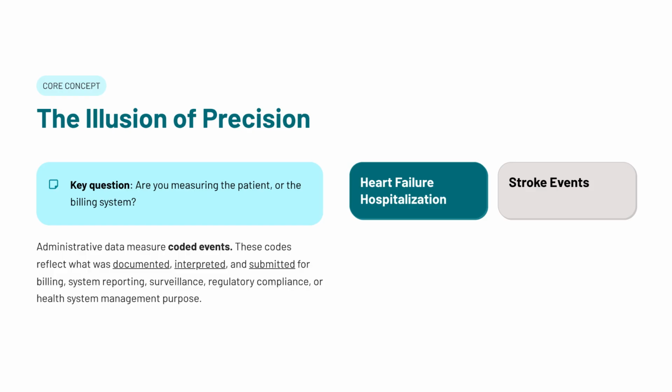Let's start with the core idea. Admin data measures coded events. Those codes reflect what was documented, interpreted, and then submitted for billing or for system reporting, surveillance, regulatory compliance, and health system management. So when you pull heart failure hospitalization or stroke events from a data set, you are not directly pulling biology. You are pulling a label created through a process. The key question is simple. Are we measuring the patient, or are we measuring the coding system? Keep that question in mind because it explains most of the issues we will cover next.